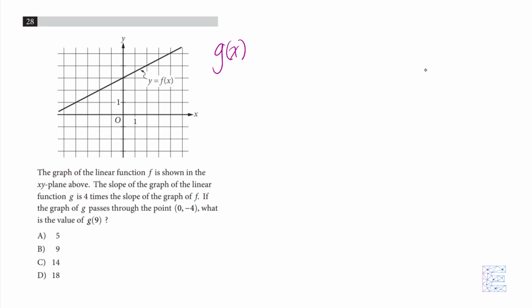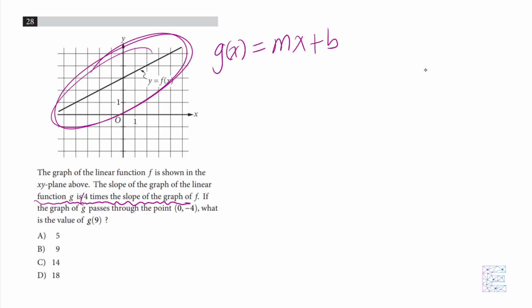So we were given f of x and a couple of clues to be able to figure this out. Remember, linear functions are in the form of y equals mx plus b. Remember, g of x is just a fancy way of saying y, so I'm just going to leave that there. Now, we were given some clues. It says the slope of the graph of the linear function g is 4 times the slope of the graph of f. So if we know the slope of this original line given, we just multiply it by 4, and we have the slope of g. So let's figure out the slope of f of x.